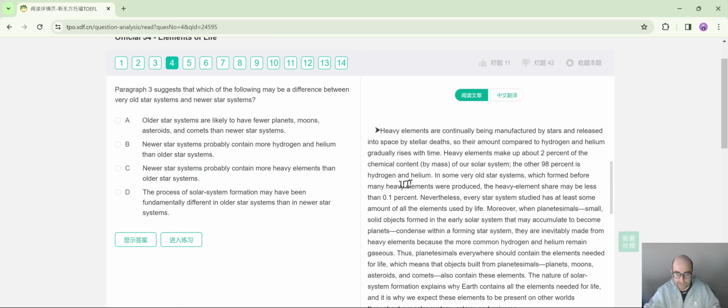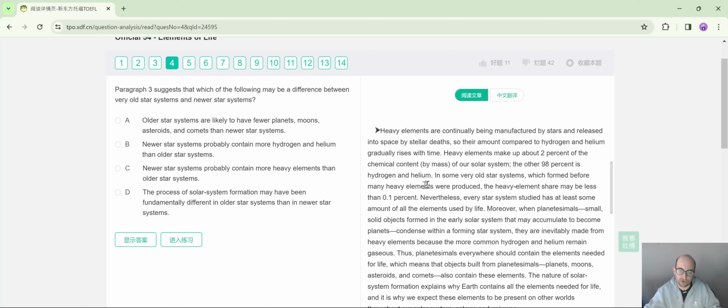which formed before many heavy elements were produced. Okay, so now read it carefully, guys, especially when you notice commas, em dashes. So in some old star systems, it's referring to this, which formed before many heavy elements were produced. So this is an optional sentence. This happened: in some old star systems, the heavy element share may be less than 0.1%. And so this which clause here is just giving us additional information about these old star systems.